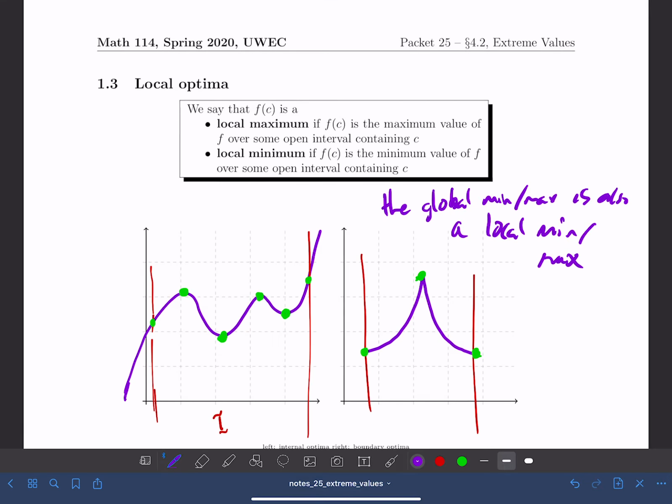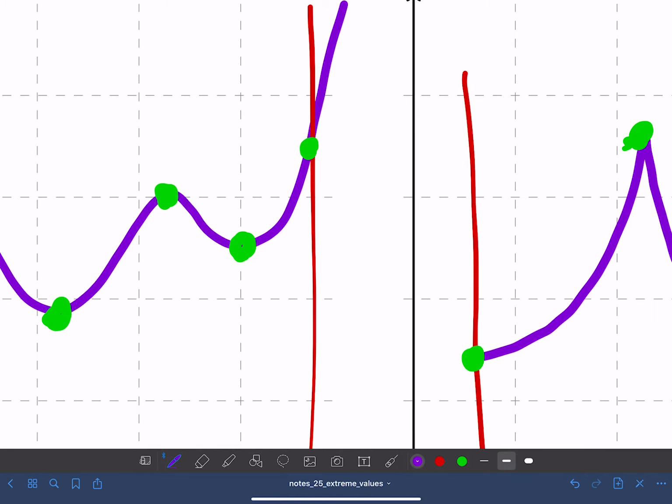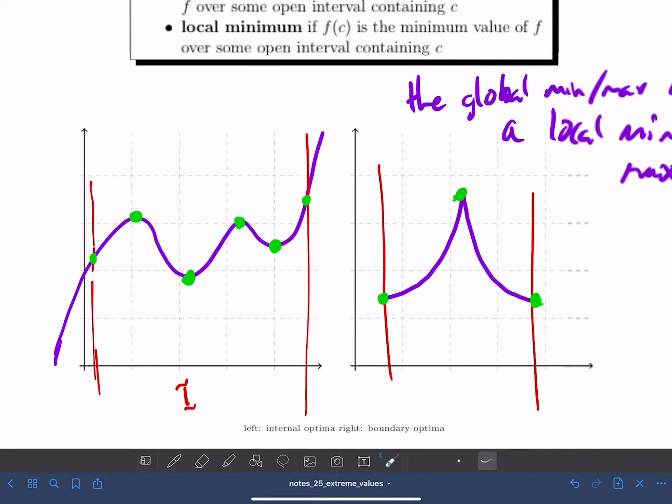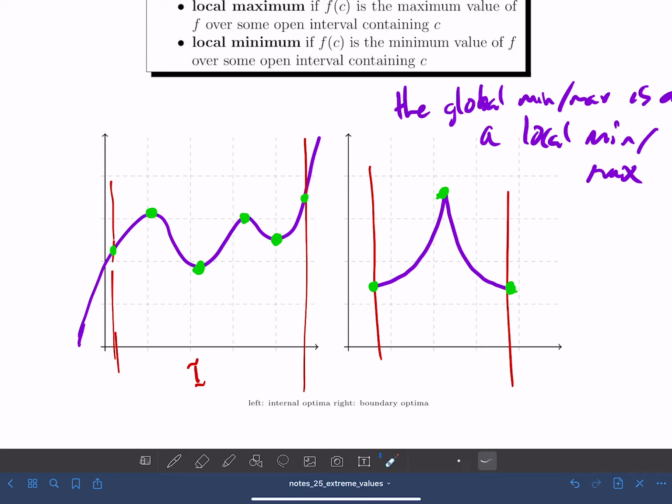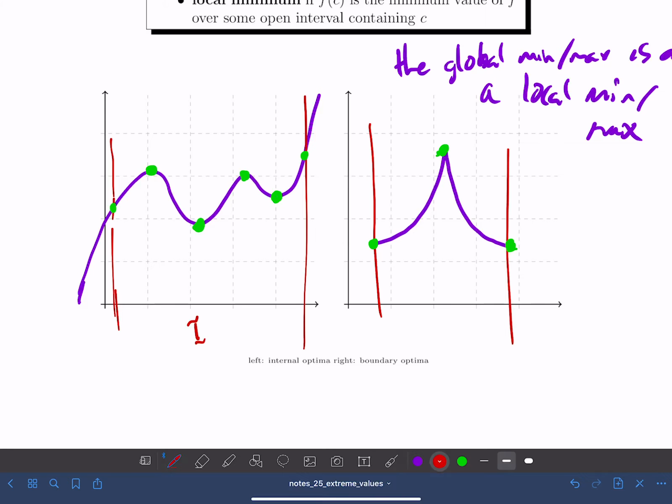So a local min or a local max is a min or a max over some interval. In particular, I'd like to focus on this point right here. That is a local min, and there's a smaller one. This one's more minimum than the point that we're talking about. Let's go ahead and label this. Let's call this star. So star is the one that we're thinking about.